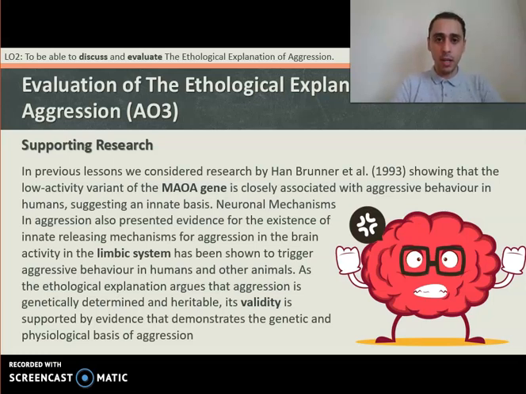And this is what it's done. So it's supporting the point. This research is supporting the research found on the MAOA gene and the limbic system. So is this a strength or a weakness? Well, it's research supporting it, so it is a strength.